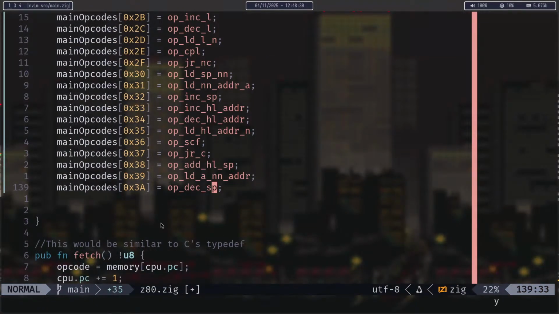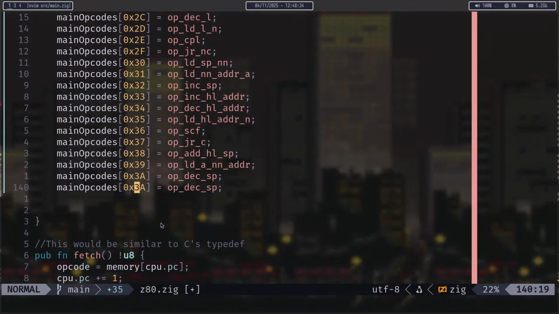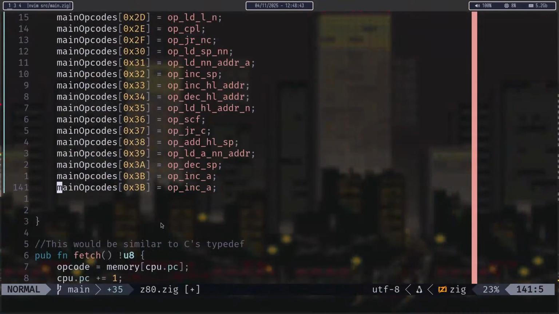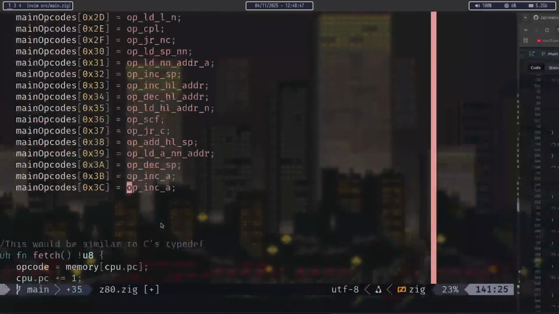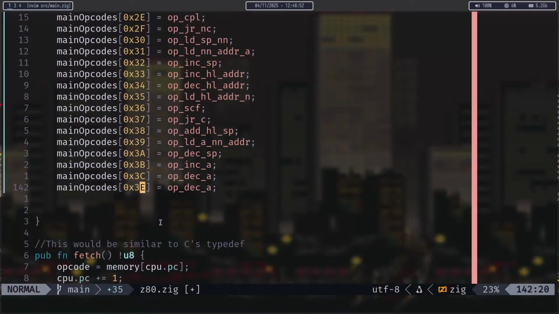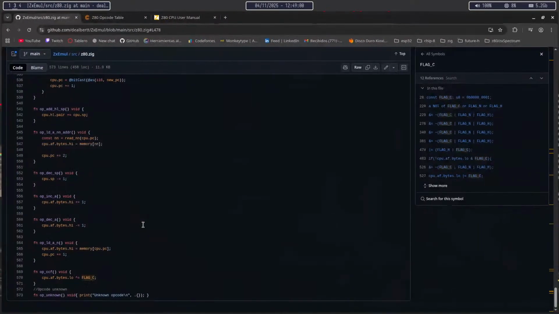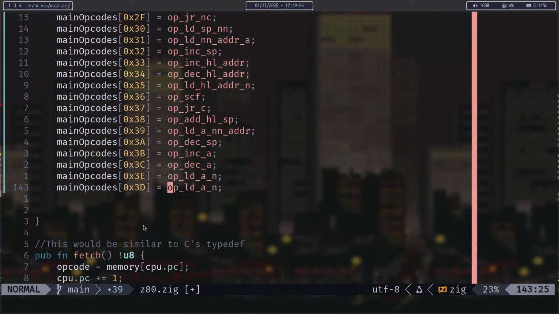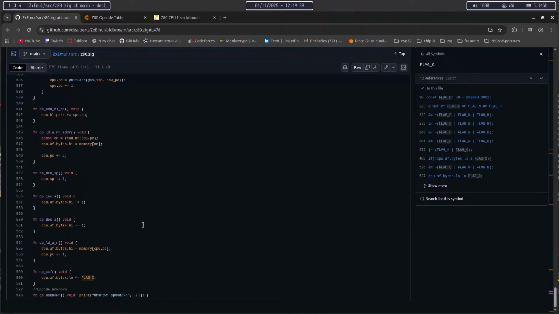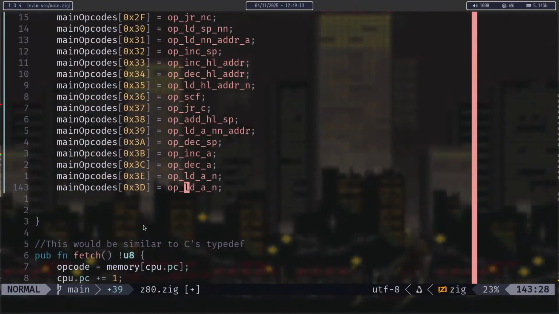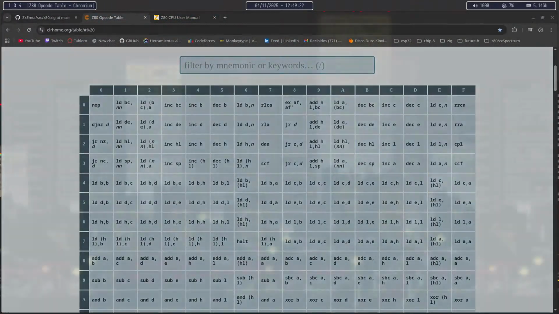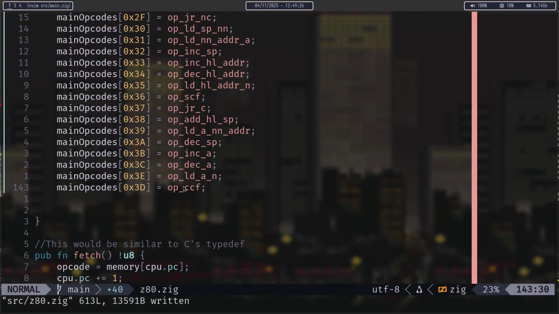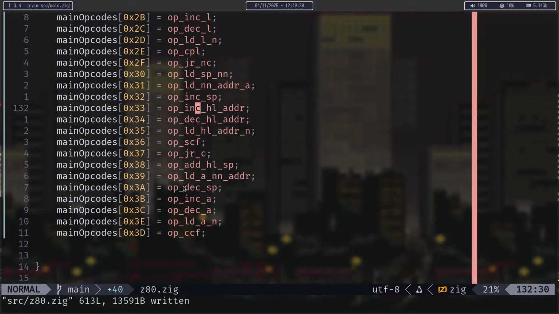Dec SP. Inc A. Dec A. CCF. So this is 3D, but I don't think that's where I left 3F. Interesting stuff here.